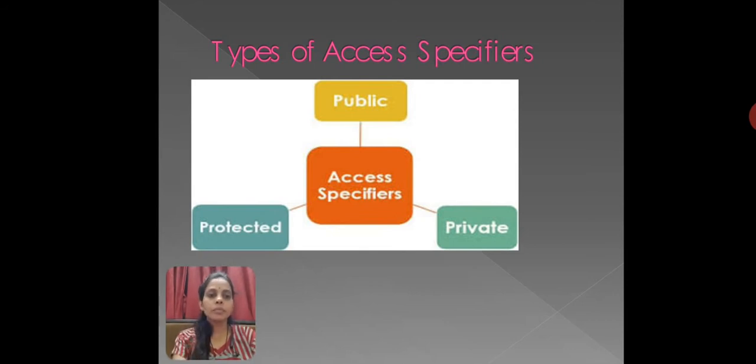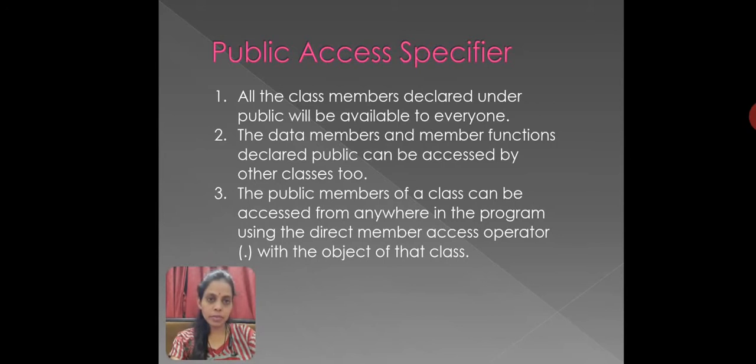Now let us see what the public access specifier is. All the class members declared under public will be available to everyone. As the name suggests, whatever data members or member functions are declared as public can be used by anyone. The data members and member functions declared public can be accessed by other classes too, not only that particular class.